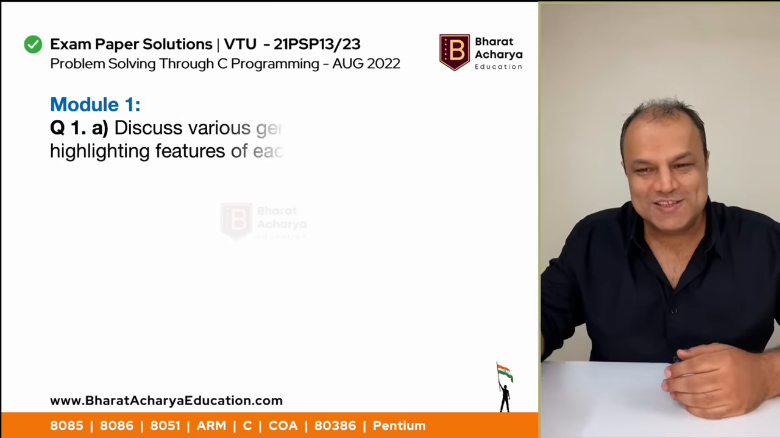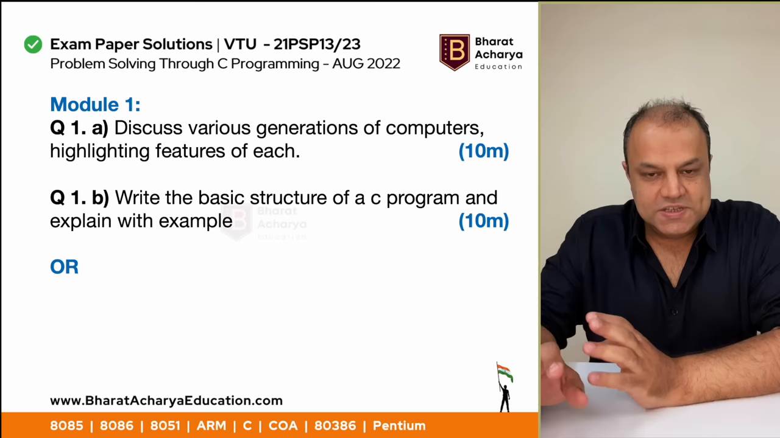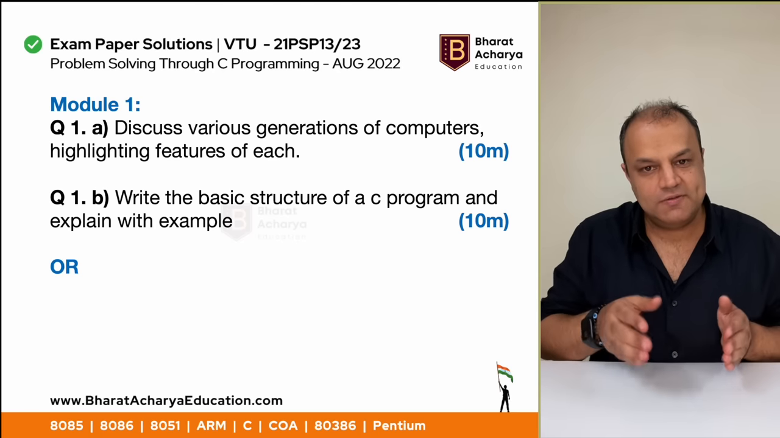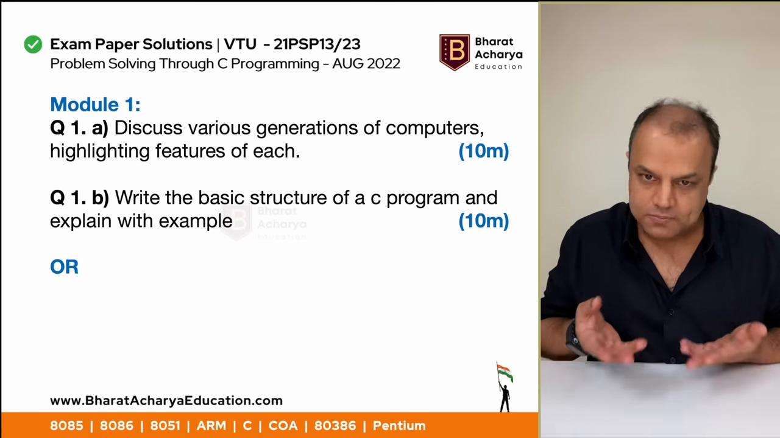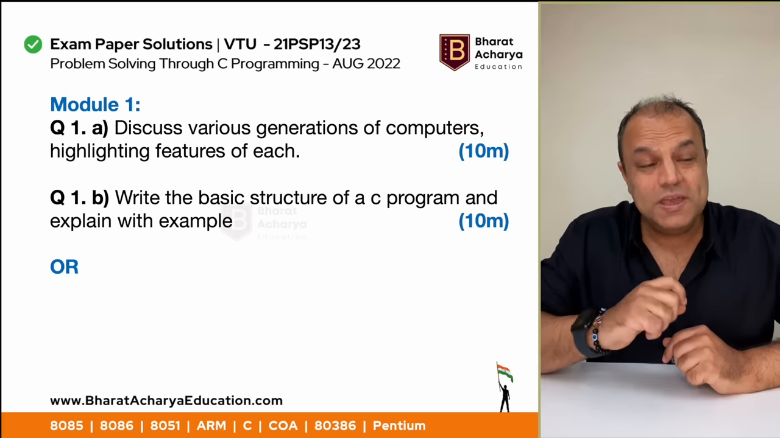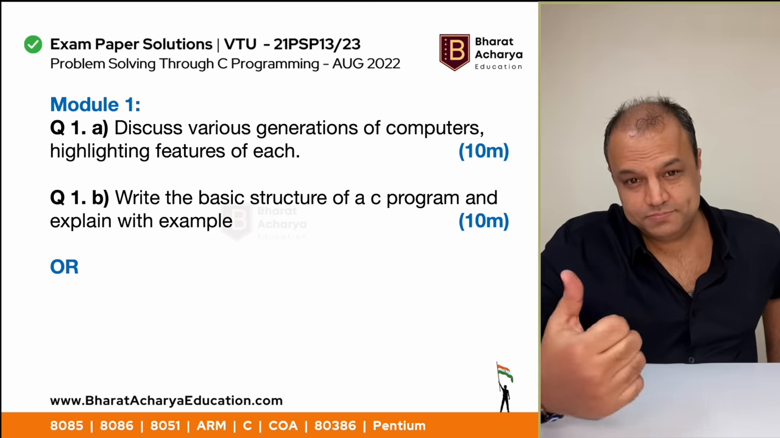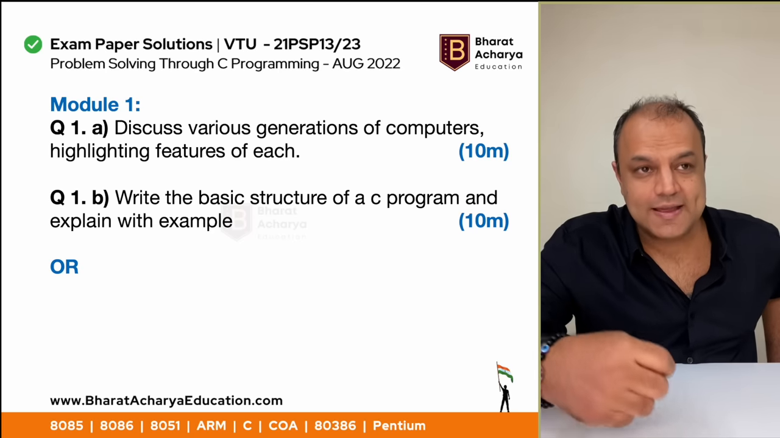Alright, now let's begin. First of all, your question number one, which is a part of module one. The 10 questions are divided into 5 modules. Each module has 2 questions, obviously. So you've got to attempt one question from each module. This is the smart thing that they've done in this paper. Hats off to the people who set this kind of pattern.